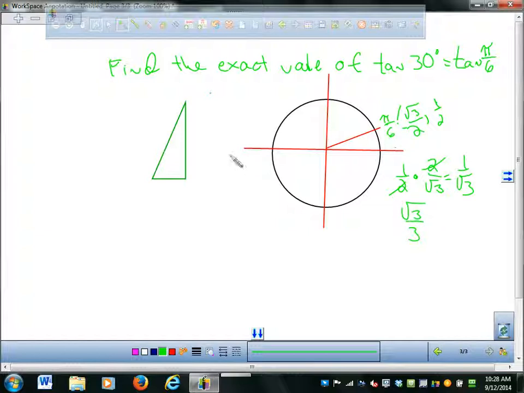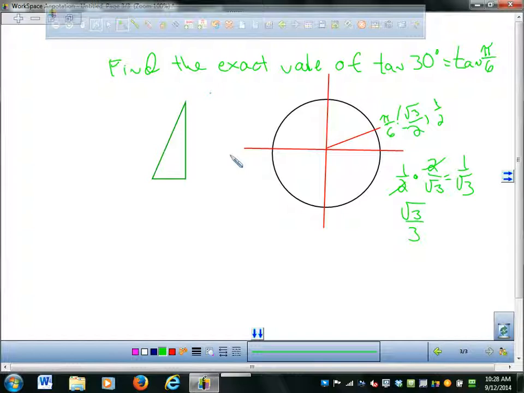But another thing you might want to just commit to memory: tangent of 30 is root of 3 over 3. Tangent of 60, you know what that is? It's just plain old root of 3, okay? And then cotangent and tangent, since they're cofunctions, they flip-flop. So the cotangent of pi over 6 would be root of 3, and the cotangent of pi over 3, which is 60 degrees, would be root of 3 over 3.